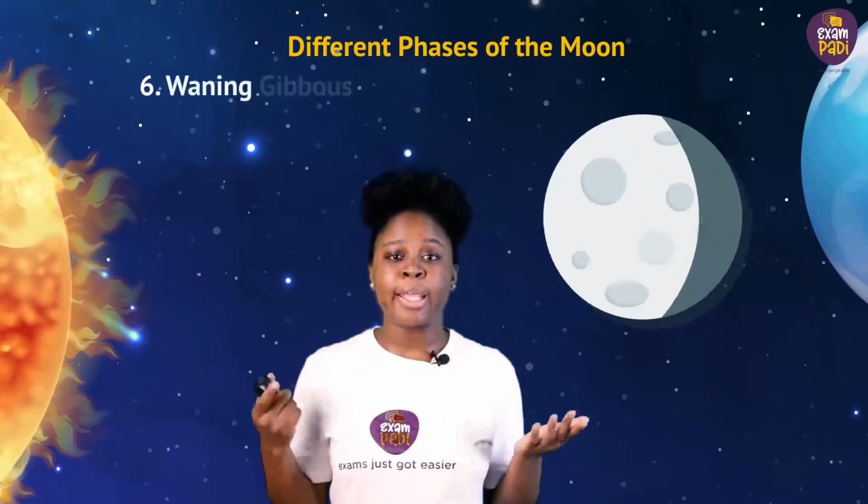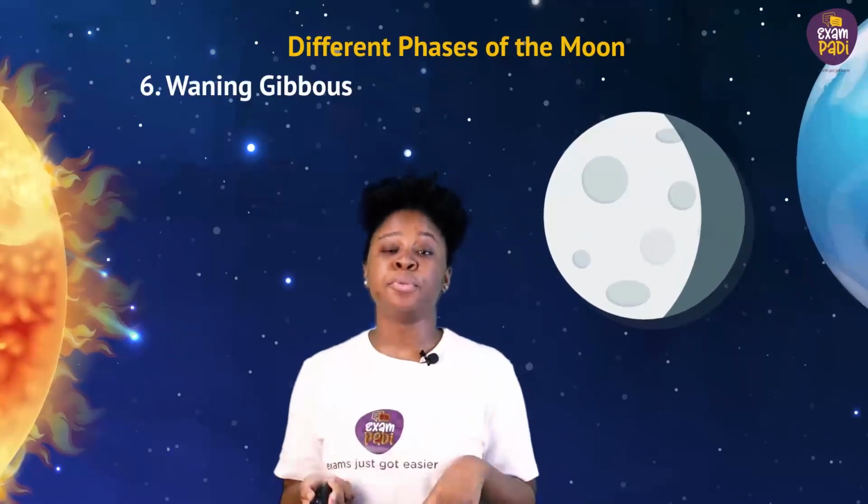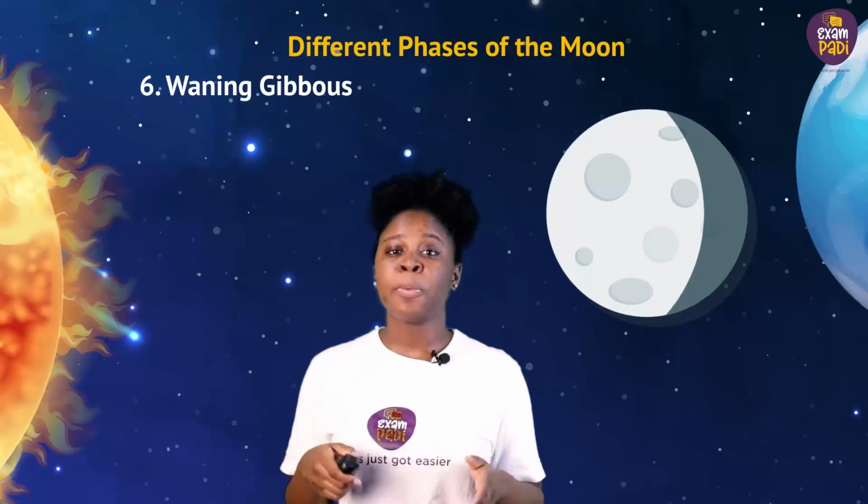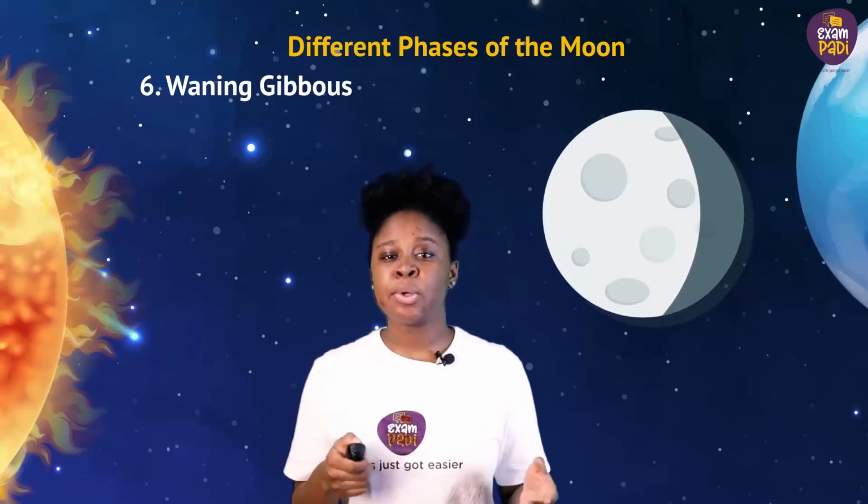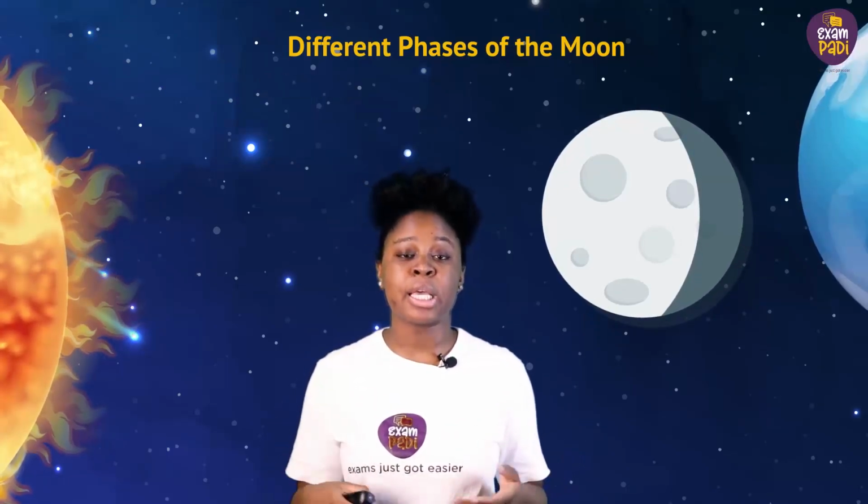Number 6, waning gibbous. After the full moon, the illuminated side of the moon begins to shrink in size, but still appears more than half illuminated.